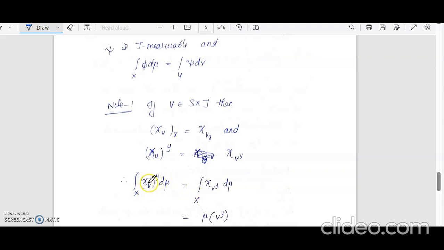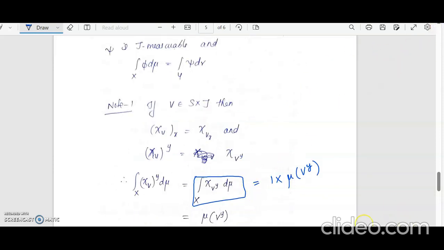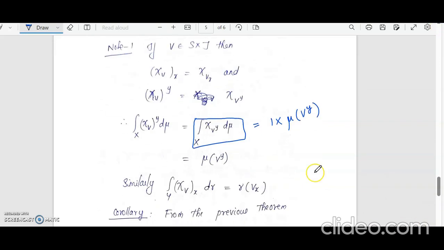Consider, by the property of characteristic function, chi v of y will be equal to chi vy. Now by the definition of integrals of characteristic function, the integral will be 1 into mu of vy, which will be equal to mu of vy. So mu of vy can be expressed as integral over x chi v of y d mu. So we can represent mu of vy in terms of the characteristic function.